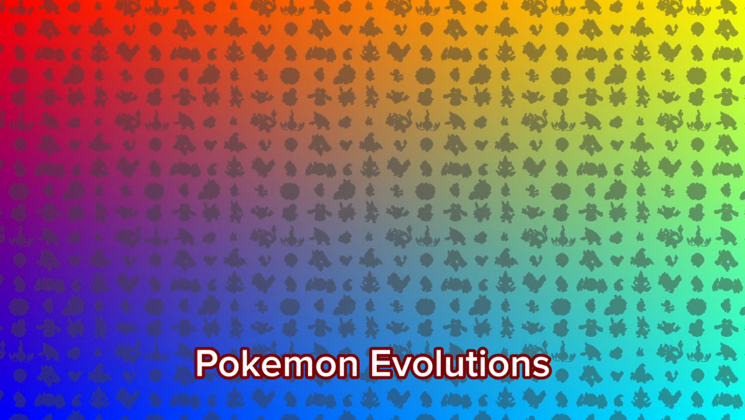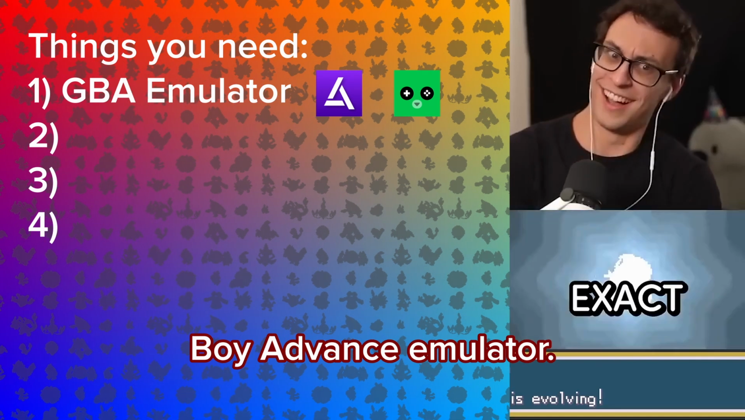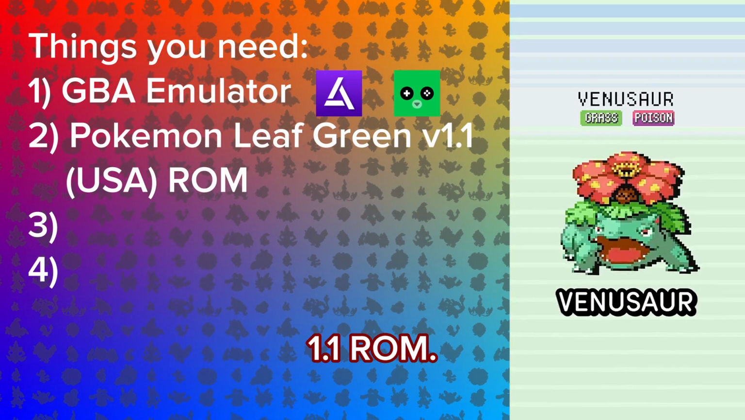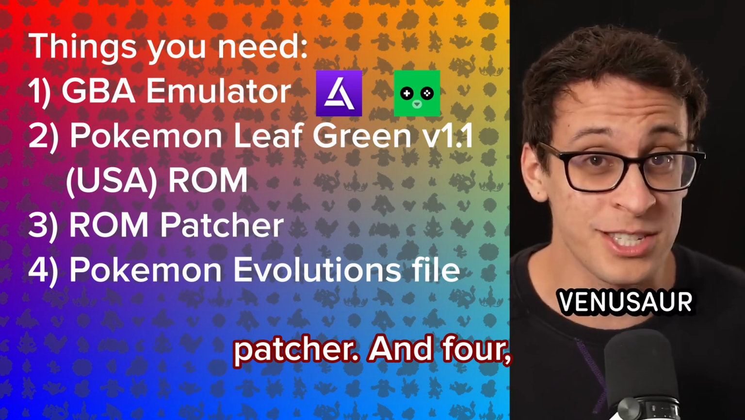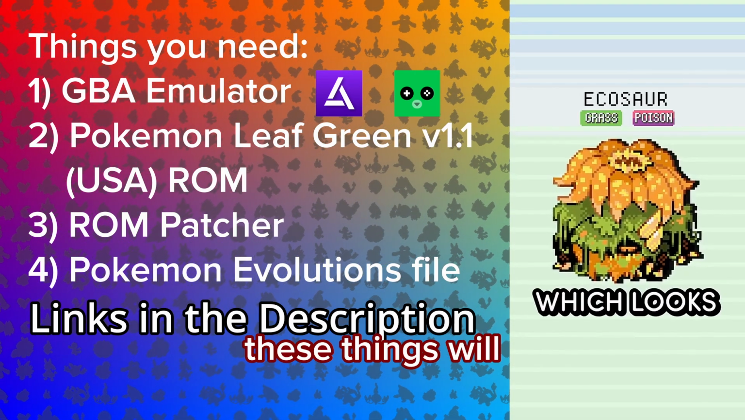So you want to play Pokemon evolutions like this guy. What if Pokemon kept evolving? You're going to need 4 things. 1, a Game Boy Advance emulator. 2, Pokemon Leaf Green version 1.1 ROM. 3, a ROM Patcher. And 4, Pokemon Evolutions file from the ROM maker. All of the links for these things will be in the description.